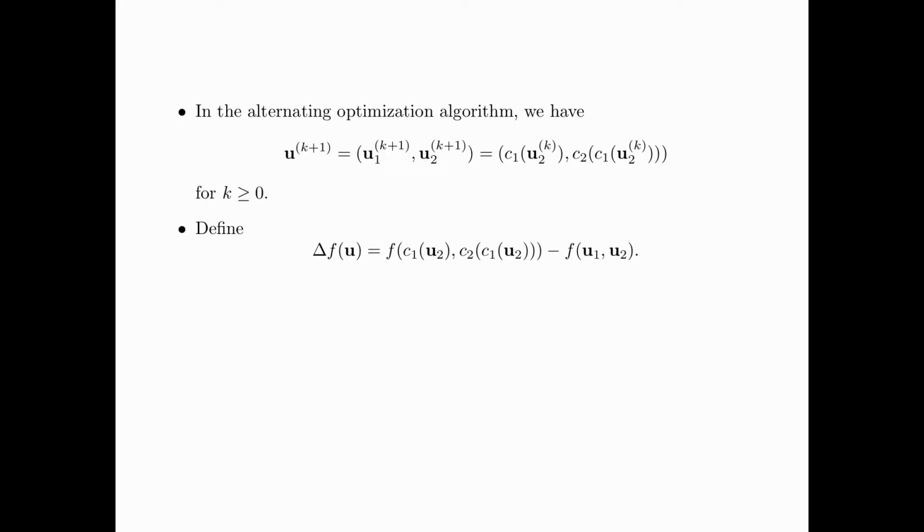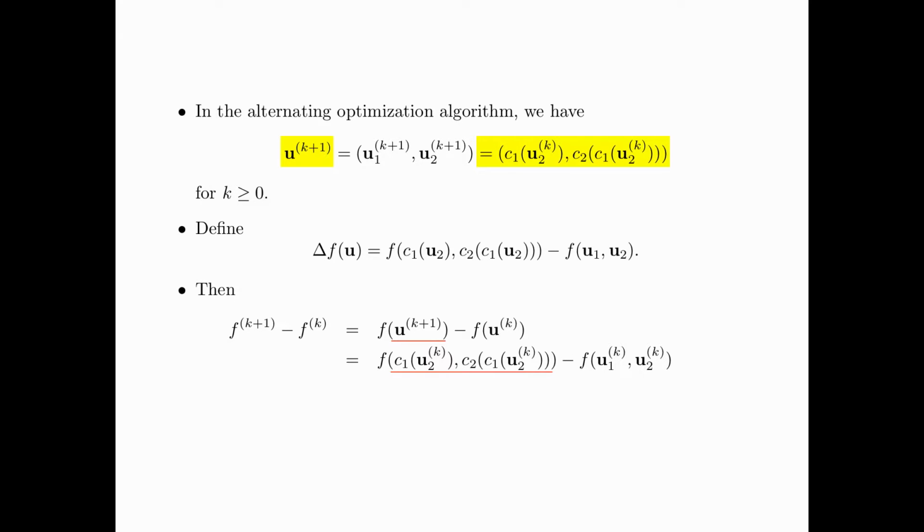Define delta f of u to be f of c1 of u2 and c2 of c1 of u2 minus f of u1 and u2. This is the increment in f in one iteration if we start at the vector u. Then f_(k+1) minus f_k is equal to f of u^(k+1) minus f of u^k, where u^(k+1) is equal to c1 of u2^k and c2 of c1 of u2^k, and u^k is equal to u1^k and u2^k, which is equal to delta f of u^k.